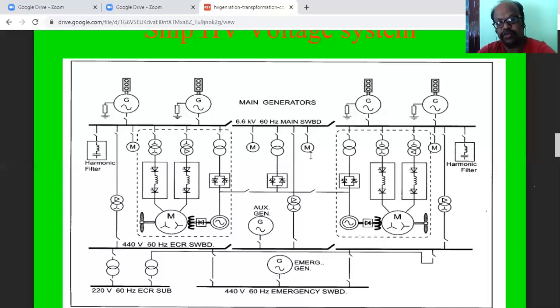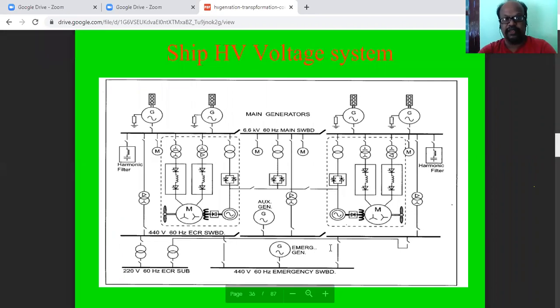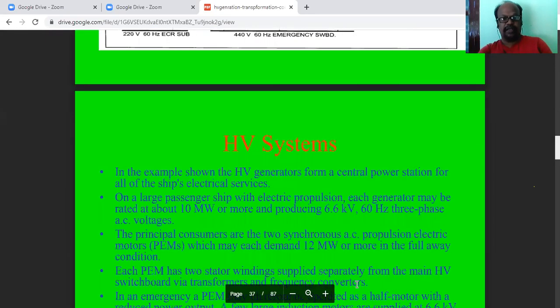Because of so many switches, there will be a problem of harmonics. So I have to provide a harmonic filter, that is in the left extreme corner. I have to provide the arrangement for a harmonic filter. And likewise on the right side also I can show a harmonic filter. So these extreme corners have harmonic filters and the remaining power I can take. This is the basic ship high voltage system. That is what I described.